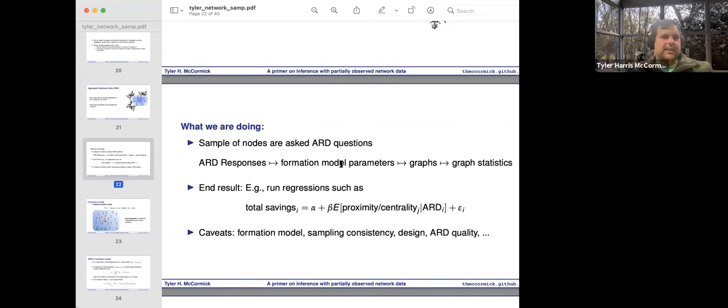But other things like degree and measures of clustering are going to be pretty stable across draws from the graph distribution. So you have a pretty good idea of what the statistic probably is in your sample, even though you haven't seen any edges.